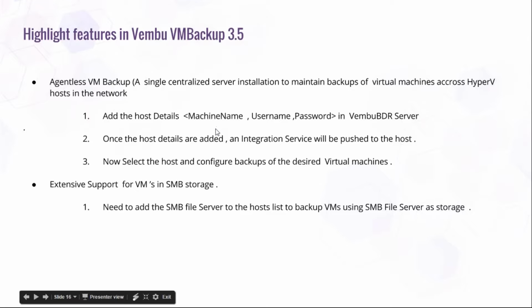Once it is added, the Vembu integration service will be automatically pushed to the Hyper-V host server, and it will just help you to configure the backups of the desired virtual machines. It also has extensive support for virtual machines in SMB storage. All you need to do is add the SMB file server to the host list to back up the VMs in the SMB file server as storage.